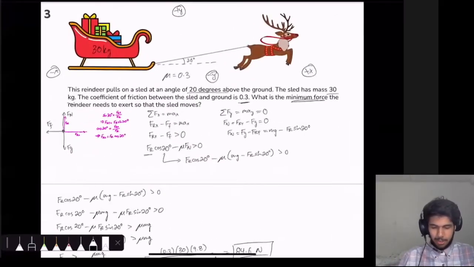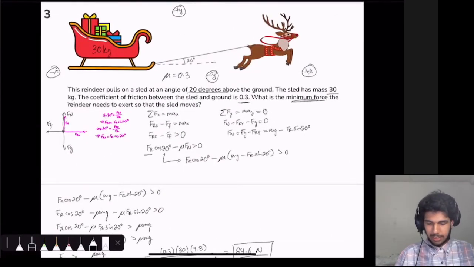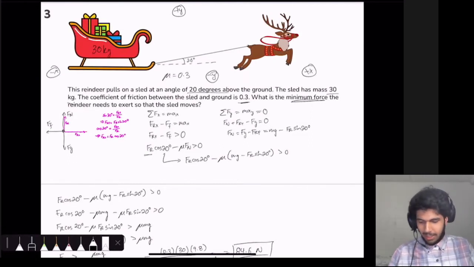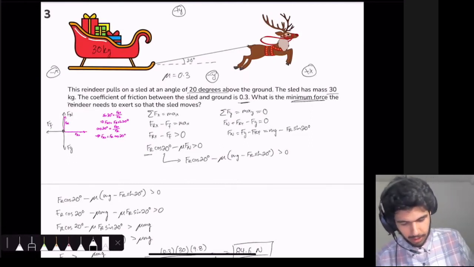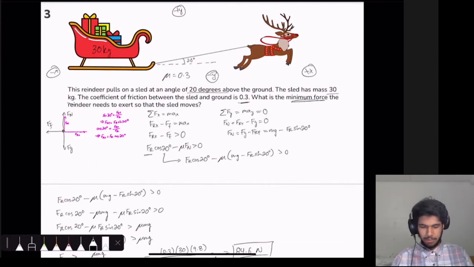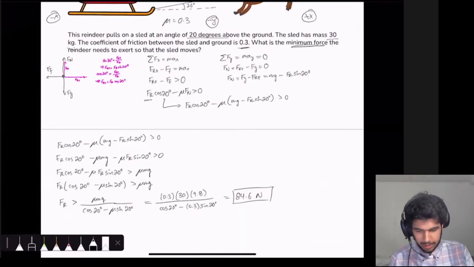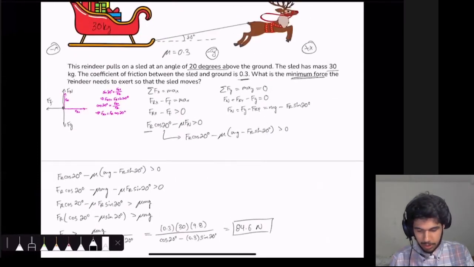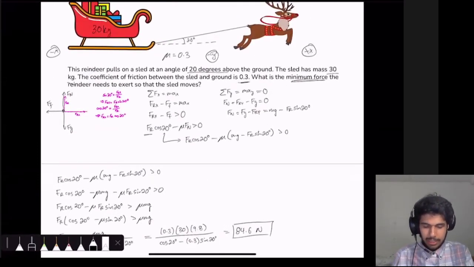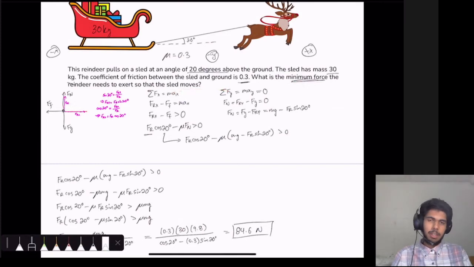So our reindeer should hopefully be pretty strong, because that is a very heavy sled. So yeah, hopefully Rudolph has been working out. If not, they can hit the gym before December rolls around. So yeah, that's that question. And it's quite common that we'll see questions asking the minimum force needed so that something begins to move. Common question, so that's why we did one of them.